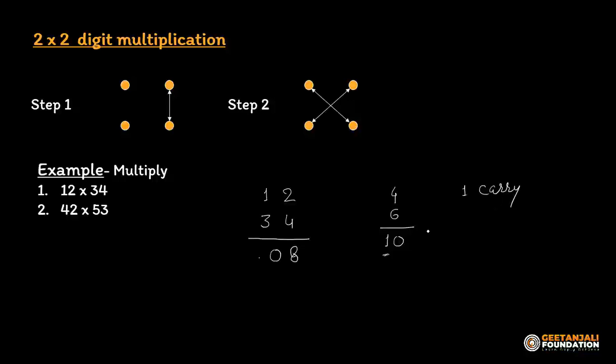Okay, now let's move to the next step. Again you will move towards the left, but you don't have any new column to include. So now you will leave the rightmost column and consider only the left column. The numbers in the left column are 3 and 1. So 3 times 1 gives you 3. With the carry, the sum will be 4, and you write 4 here, and this is your answer. So 12 times 34 is equal to 408.